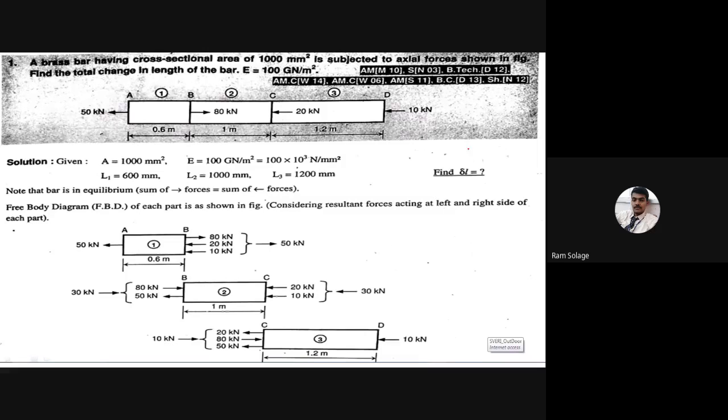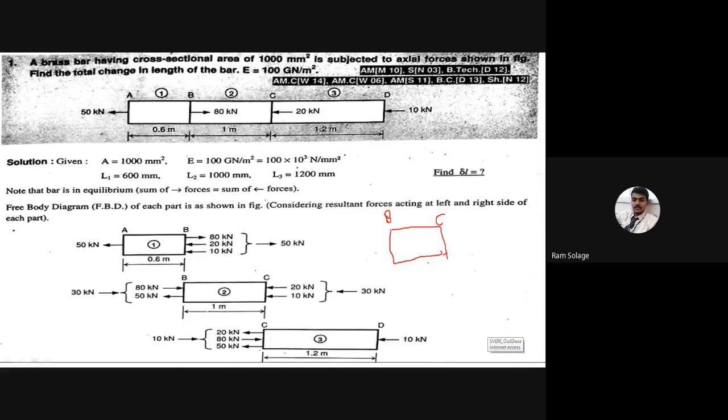Now the free body diagram for section 1 and section 3 is very easy. Now we have to concentrate on the free body diagram for section 2, that is section BC. I will draw the free body diagram for section BC. This is point B and this is point C.